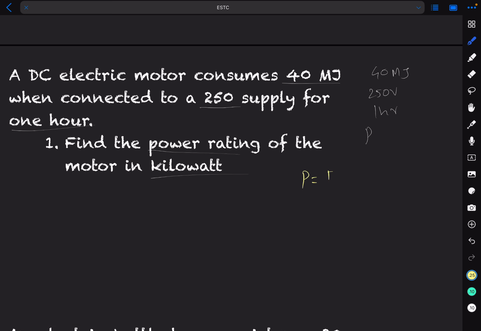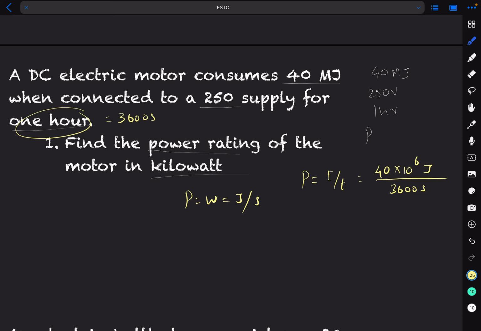Power is equal to energy by time, that we know. Yeah. So what is energy here? 40 mega, which means 10 power 6 joules. And time is 1 hour. Are you supposed to write the time in hour? No, definitely no. It should be in seconds. So 1 hour is 3600 seconds. Because you know power is watt and watt is nothing but joule per second. They have given 1 hour, convert it into seconds. Alright? Solve it. Just do the calculations, okay?